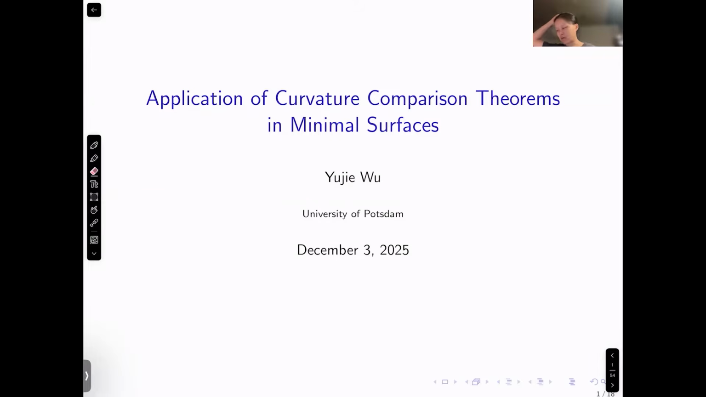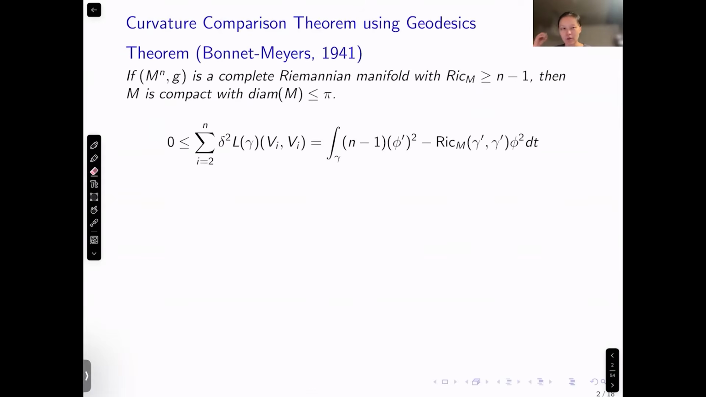I'm very happy to talk about some comparison theorems, old and new, and their applications in minimal surfaces. So let me start to tell you about one of the most classic comparison theorems. That's the theorem of Bonnet-Myers. It says that if the Ricci curvature is bounded from below by a constant, then the diameter is uniformly bounded by a constant. So for the proof of this, we compute, given a distance minimizing geodesic between 2 points.